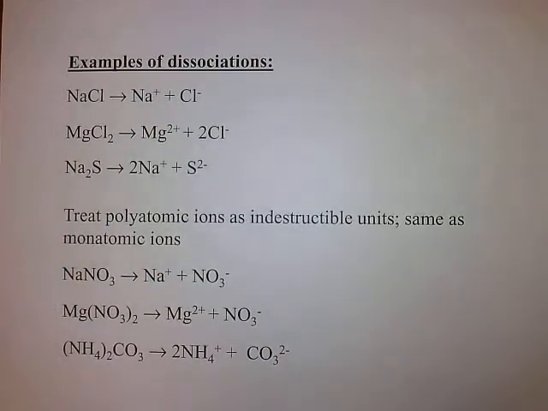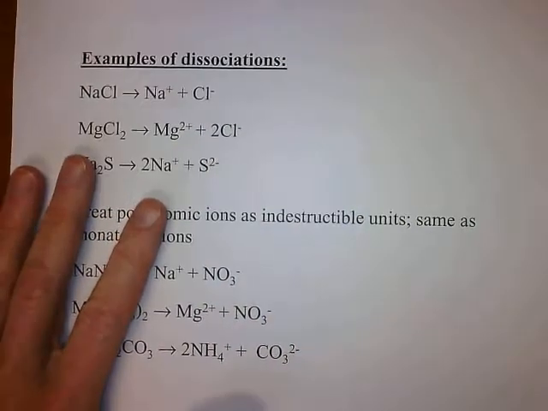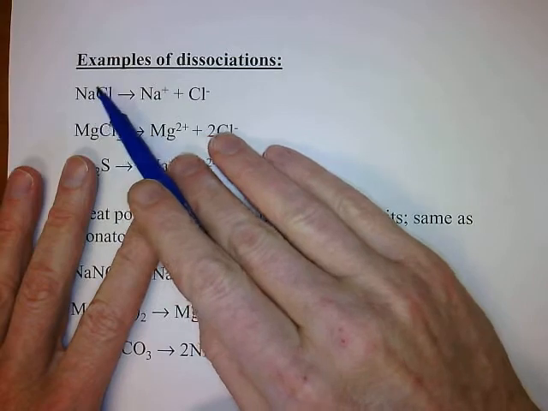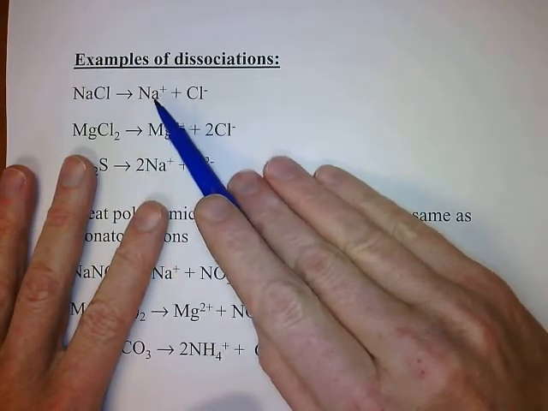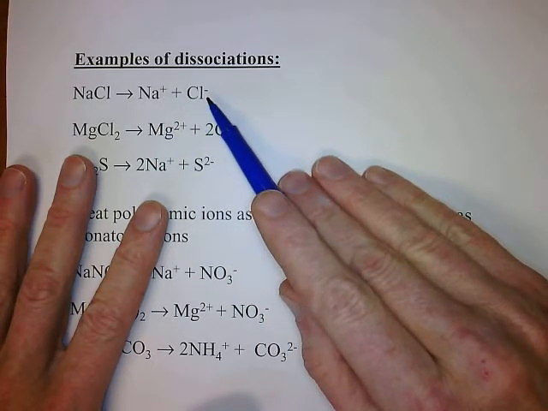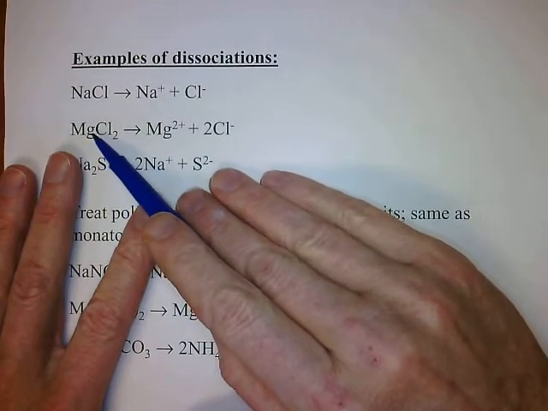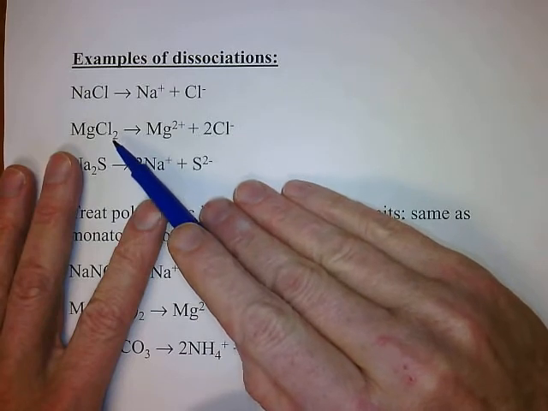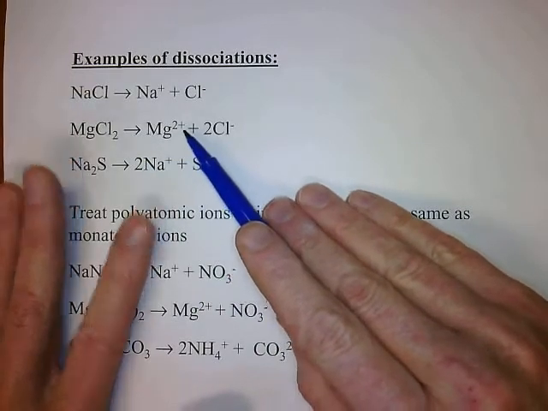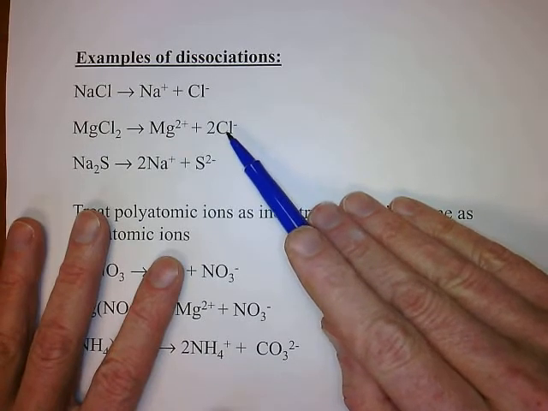So what are some examples of dissociations? This is good practice to think about. For example, sodium chloride, that's easy. It's a 1-to-1, +1, -1, so it's going to dissociate into one sodium ion and one chloride ion. Now, magnesium chloride. Magnesium is a 2+ ion, so you have to have 2 chloride ions in the formula to balance the charge. So when that goes into solution, it's going to give you 1 magnesium ion and 2 chloride ions.